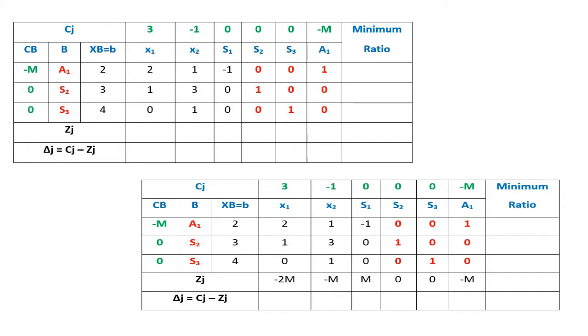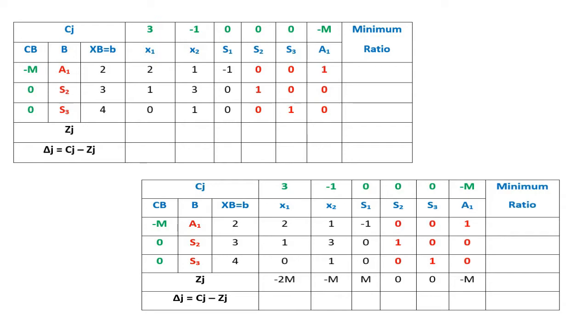Now to calculate ZJ value we have to consider the X1 column and CB column. In the CB column first value, that is minus m, multiply that minus m with the X1 column first value, that is 2, so minus m into 2. Then consider the next values in the same columns, that is 0 into 1 plus 0 into 0. So final answer that you will get is what? Minus 2m plus 0 plus 0, that is equal to minus 2m.